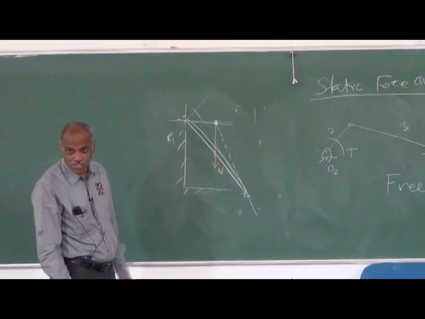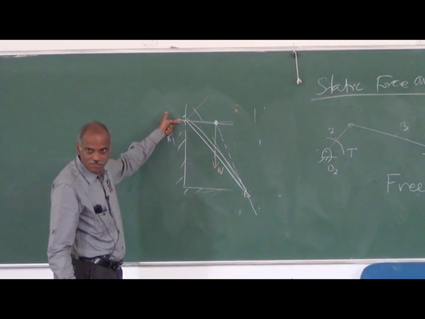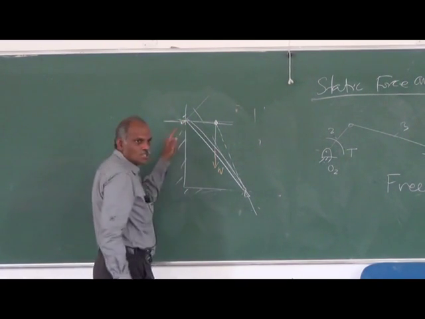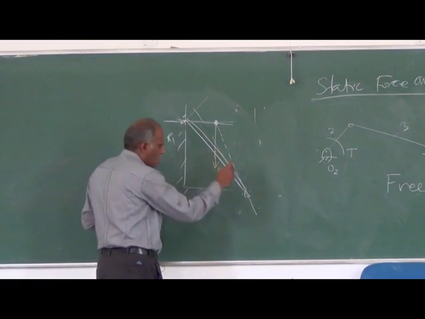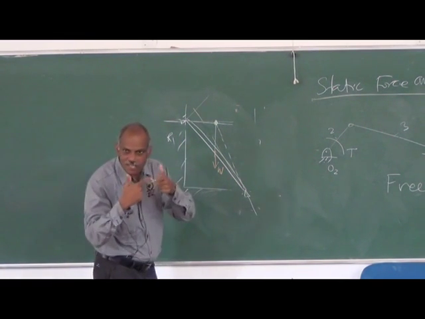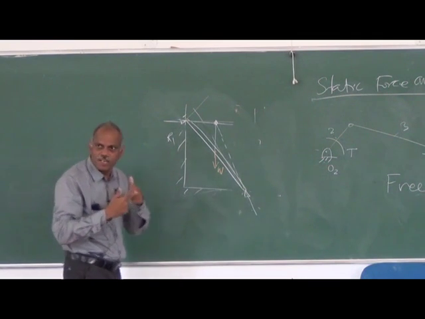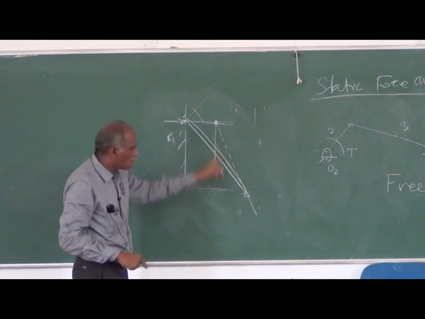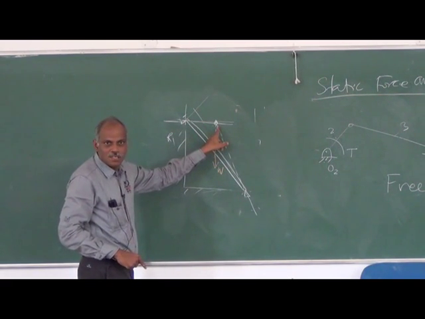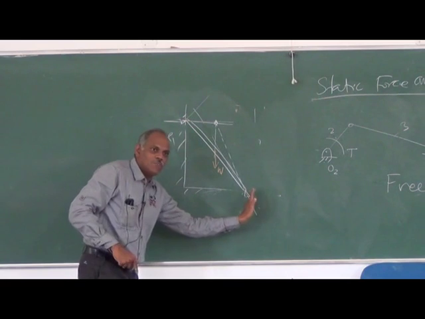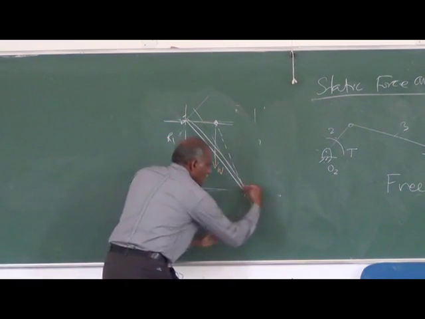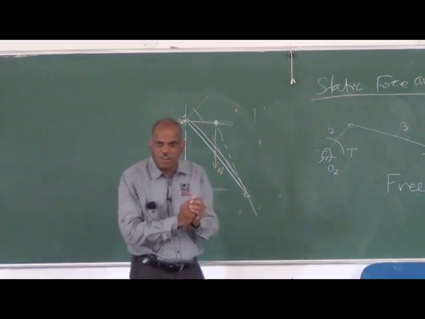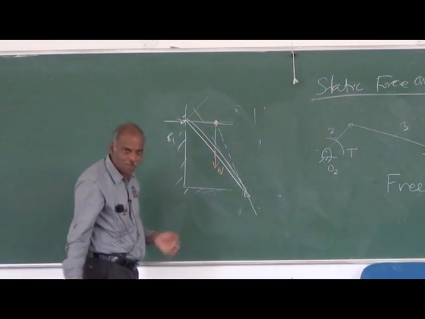By the theorem of three forces, if it is a frictionless wall, then the reaction will be normal to it. So this R1, W and R2 must meet at the same point. They must be concurrent. So I can say the intersection of W and this must intersect here. Your friction should be sufficient so that it can tilt itself and pass through this. If it is not sufficient, this will not be in equilibrium. So we bring in the theorem of three forces.